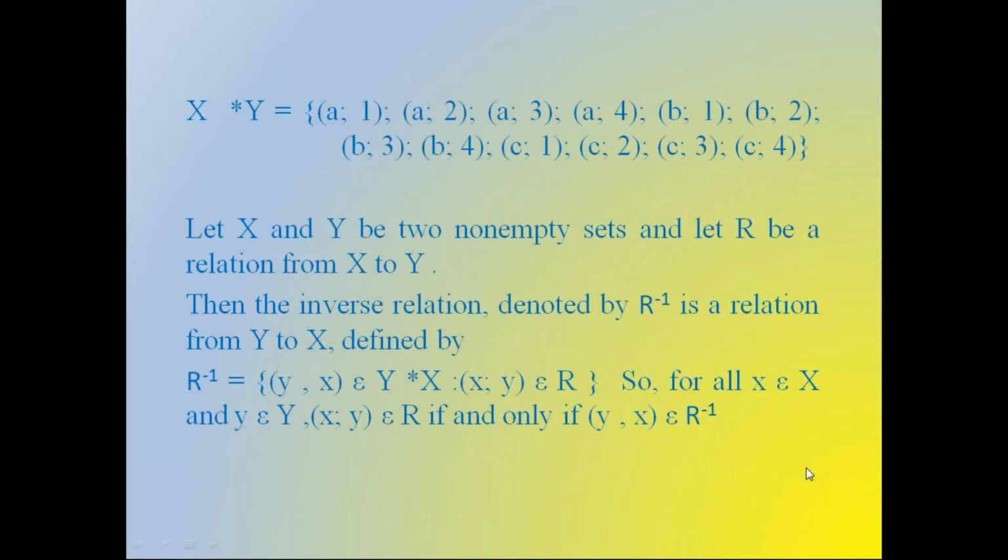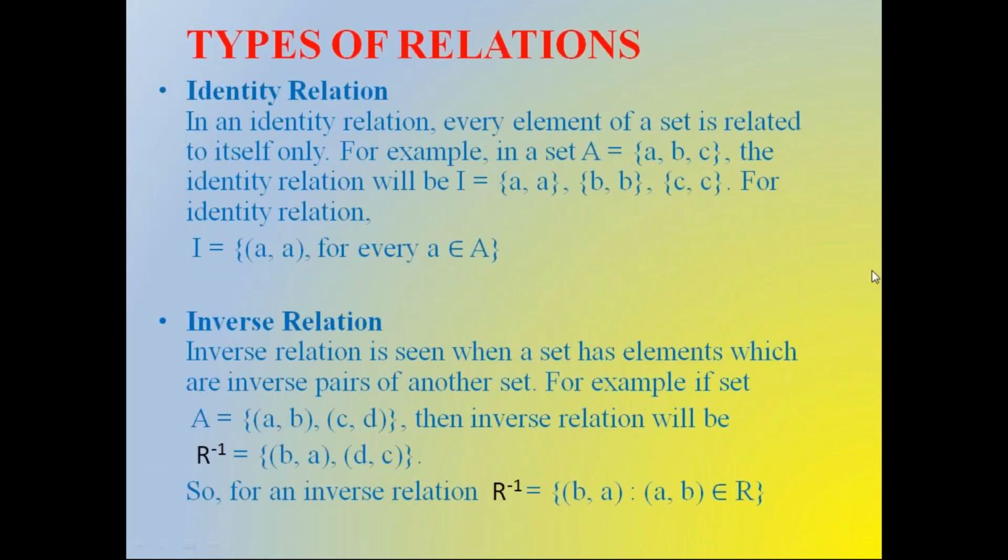Now let us see some types of relations. Identity relation, the first one. In an identity relation, every element of a set is related to itself only. For example, in a set A equal to {a, b, c}, the identity relation, always denoted by capital I, is the set of all ordered pairs (a, a), (b, b), and (c, c). The condition for identity relation is I equal to (a, a) for all elements a belonging to the set A.